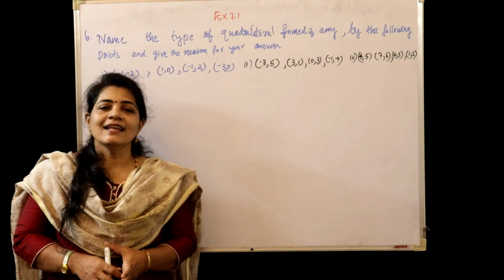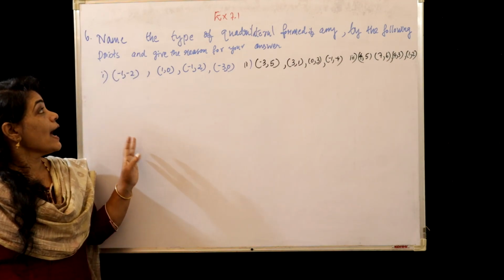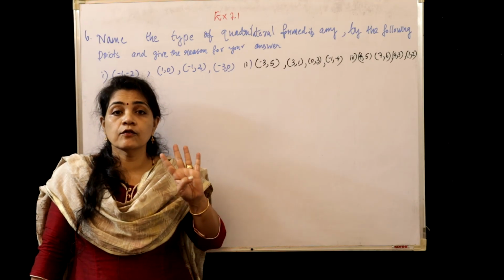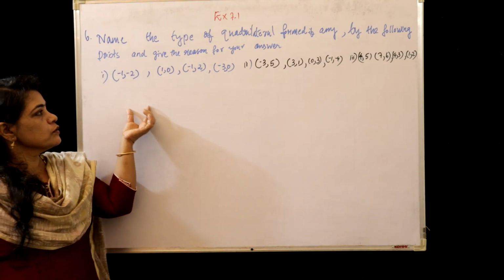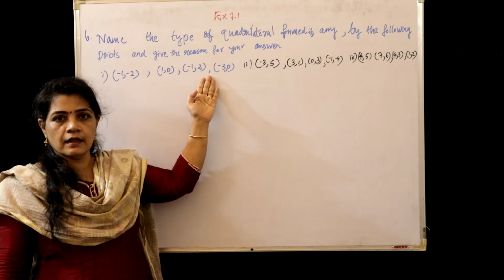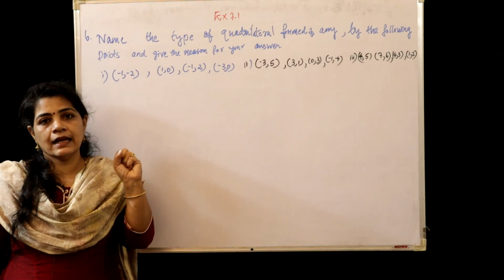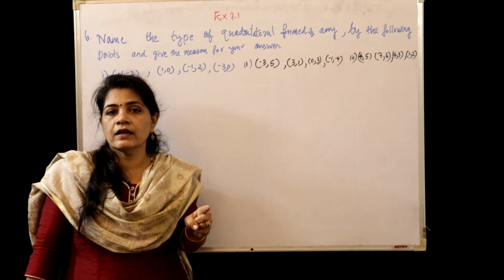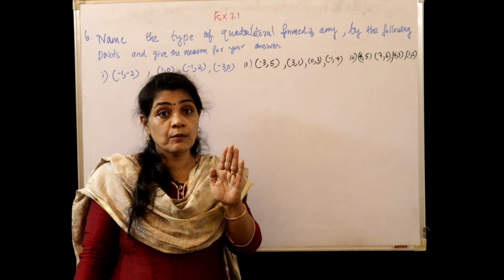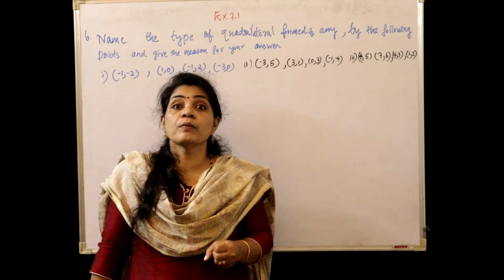Now the sixth question: name the type of the quadrilateral formed, if any, by the following points and give the reason for your answer. Children, for a quadrilateral we need 4 vertices. We have 3 sub-questions under the 6th problem, and in each we have 4 points. If you join these 4 points, we will get a quadrilateral, and we have to check which type of quadrilateral is formed. We have special types of parallelograms.